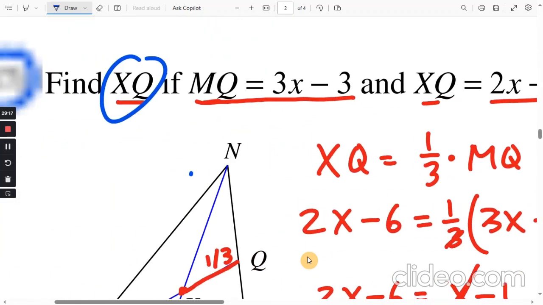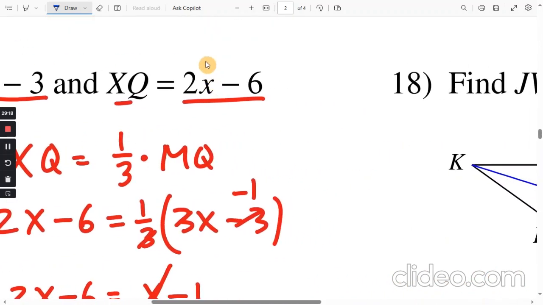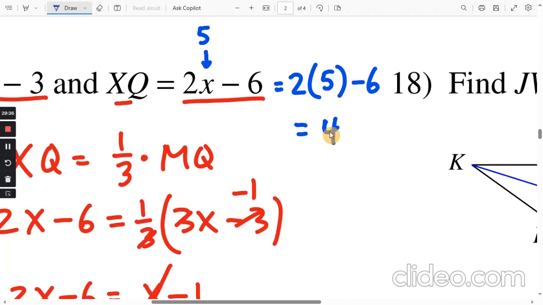All right, they want us to find XQ. So XQ is right there, is right here. We just plug in the 5 in place of the x. So that's going to be 2 times 5 minus 6. All right, that's 10 minus 6, which is just 4. So XQ equals 4.